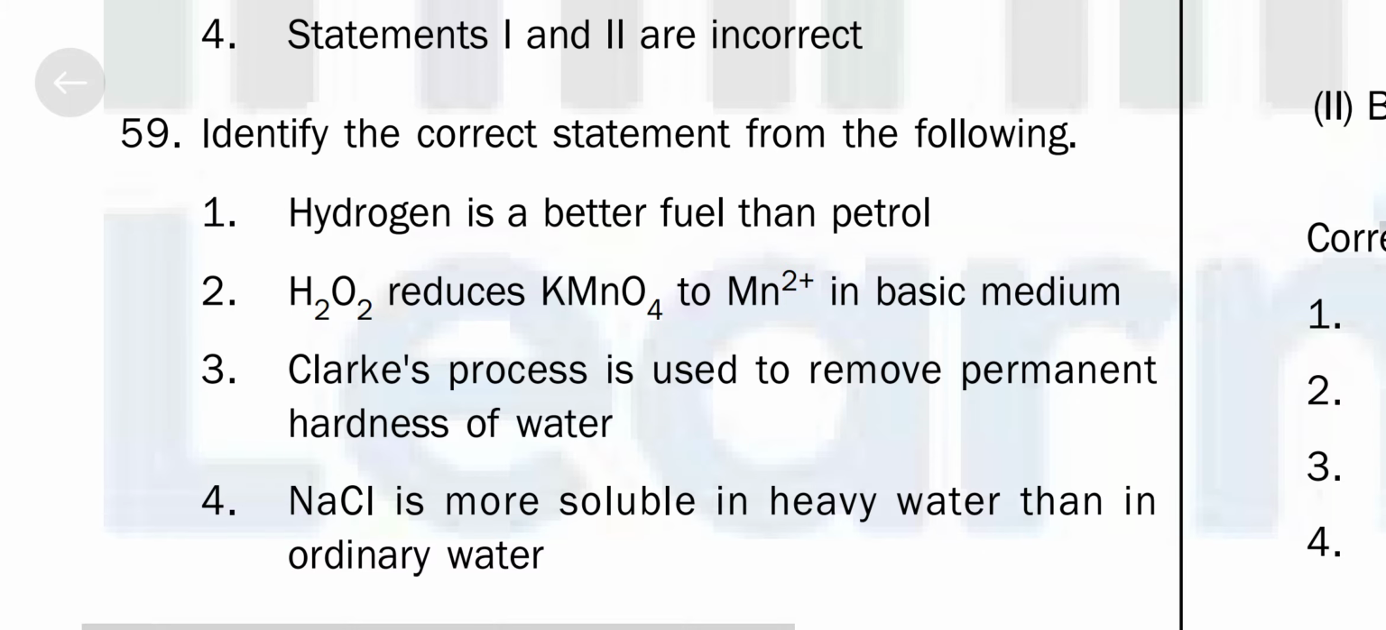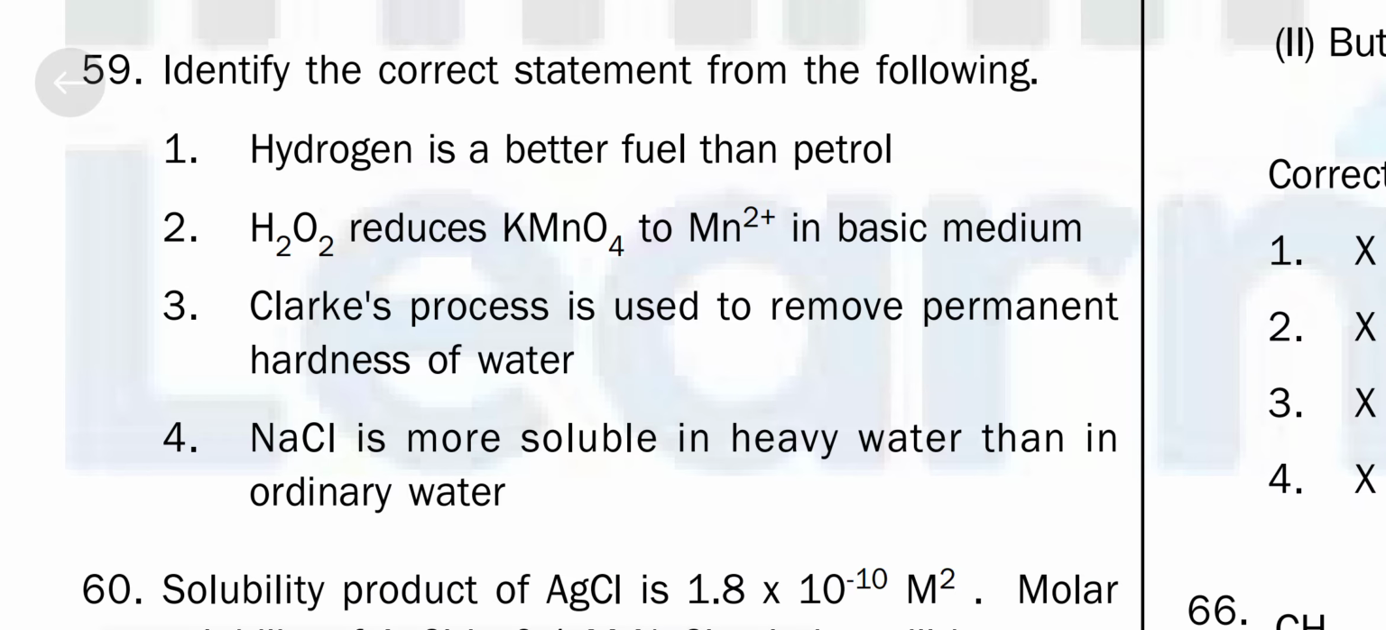Identify the correct statement from the following. Hydrogen is a better fuel than petrol. Correct. H2O2 reduces KMnO4 to Mn2+ in basic medium. No, acidic medium. Clark's process is used to remove permanent hardness of water. No, it removes temporary hardness of water by using calcium hydroxide, a limited amount we need to add. NaCl is more soluble in heavy water than in ordinary water. No, ordinary water is more soluble. The dielectric constant value of ordinary water is more.